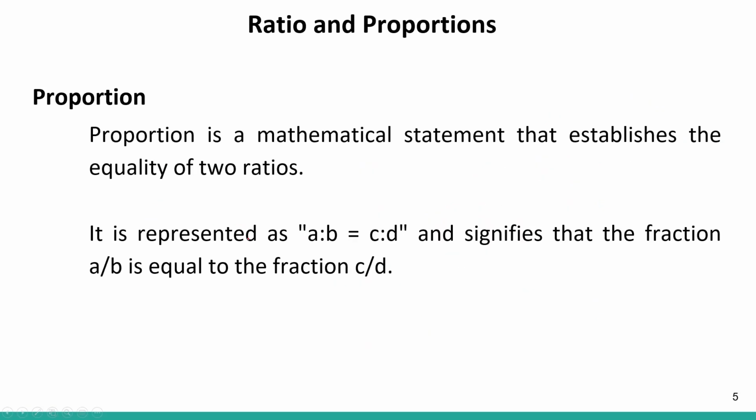So let's see what proportion was. Proportion was the mathematical statement that established equality between two ratios. If you have A is to B and C is to D and you establish an equality between them, then we say that they are proportionate, or A is to B is proportional to C is to D. It signifies that the fraction A by B is equal to C by D. We have already learnt this.